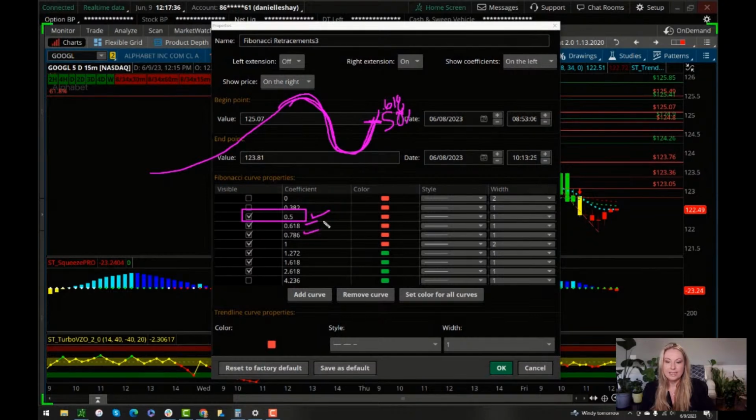Then we have the 786, and then we have the 100%, which is just when you come all the way back up and you're right at that previous level. Okay. So these I have colored red because they're resistance. And then after that, these are green because cash money. That's why I selected those colors.